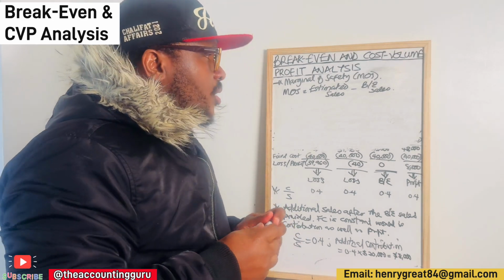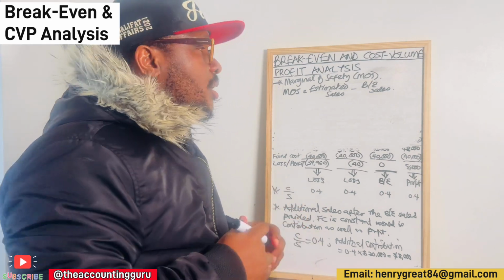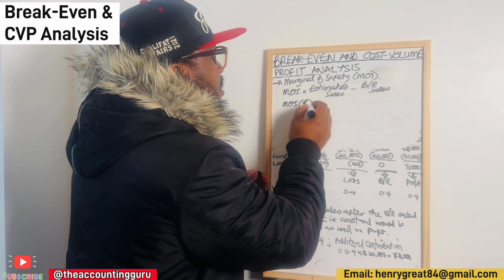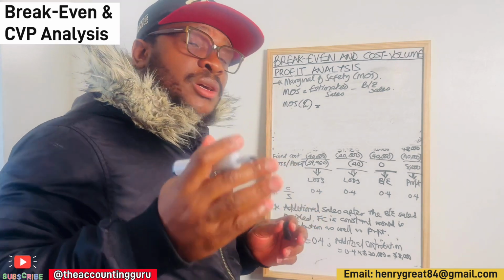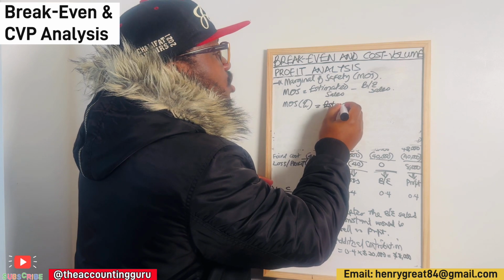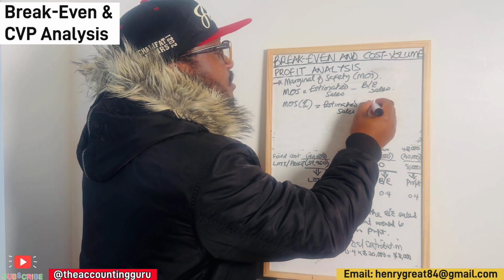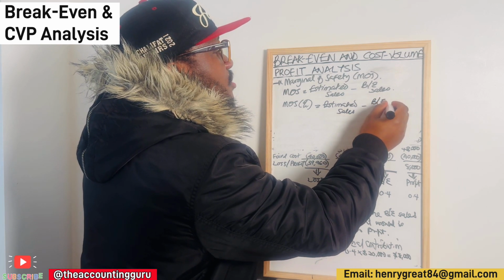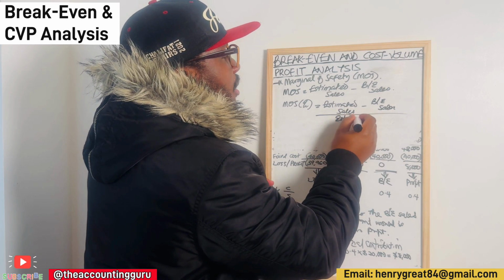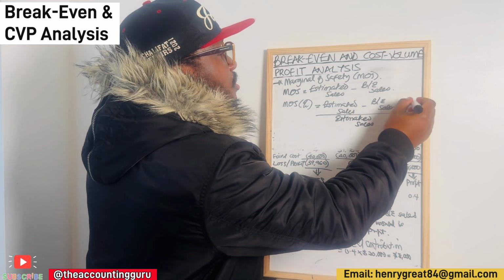If this is in units, to make it to be in value, just multiply it by selling price per unit. Simple. Now it can also be calculated in percentage. How do you calculate margin of safety in percentage? Just say estimated or actual sales minus break-even sales, all over estimated or actual sales. I hope this is clear.